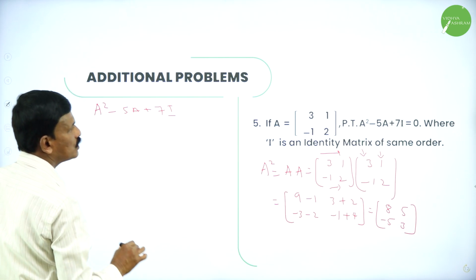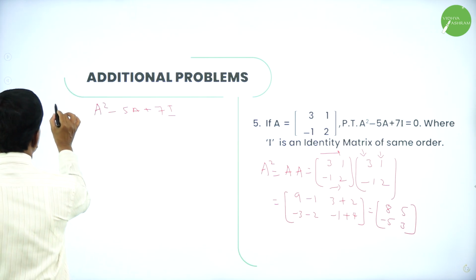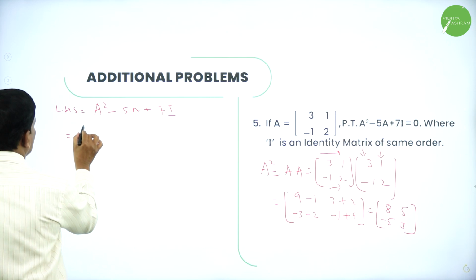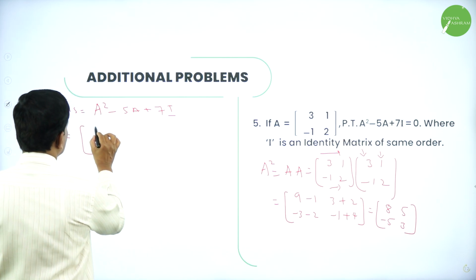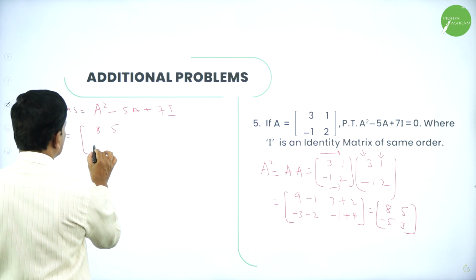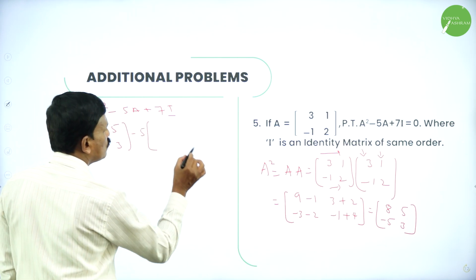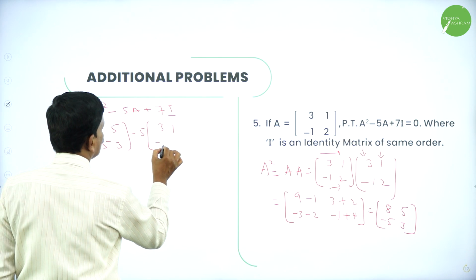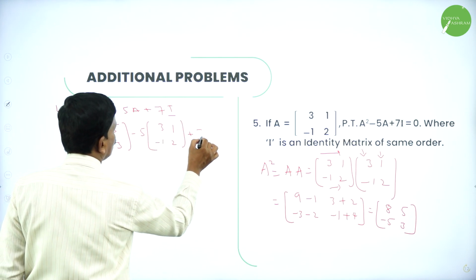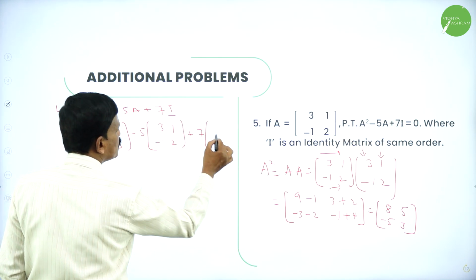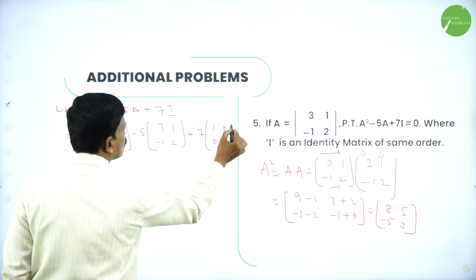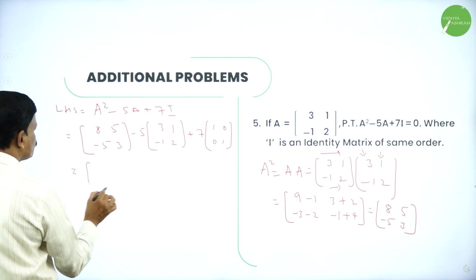Substitute here. So this is equal to 0. We have to prove this. Let us take the LHS. Now what is A square? A square is [8, 5; -5, 3] minus 5 times A. What is A? A is [3, 1; -1, 2], plus 7 into I. I is an identity matrix of the same order, meaning [1, 0; 0, 1]. That you have to substitute.